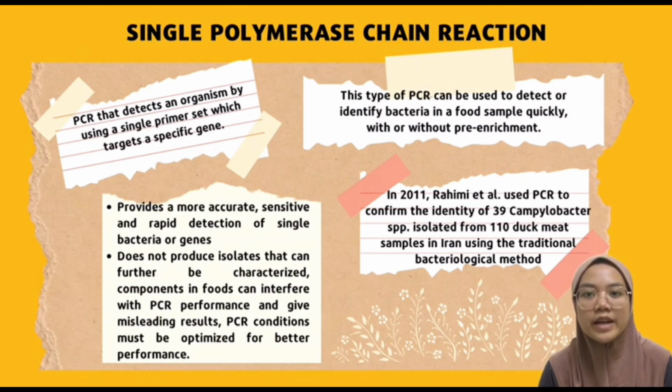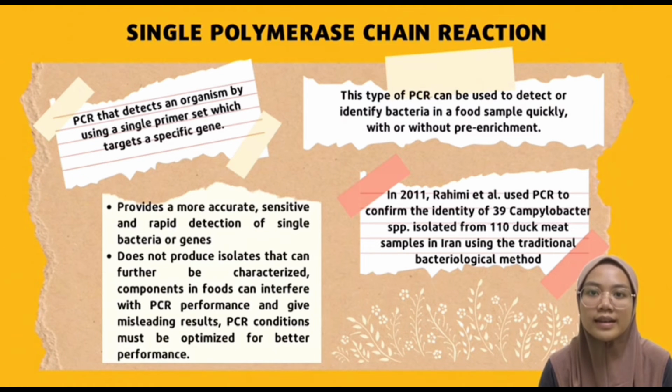In 2011, Rahimi et al. used PCR to confirm the identity of 39 Campylobacter species isolated from 110 duck meat samples in Iran using the traditional bacteriological method. Zhu et al. in 2012 used PCR to amplify Campylobacter species 16S rRNA before sequencing for species identification.